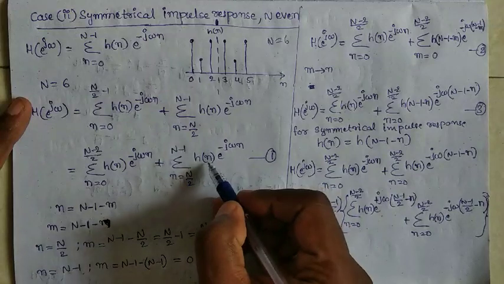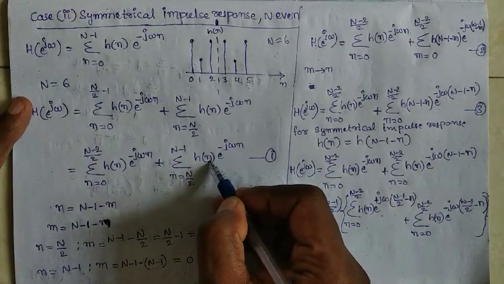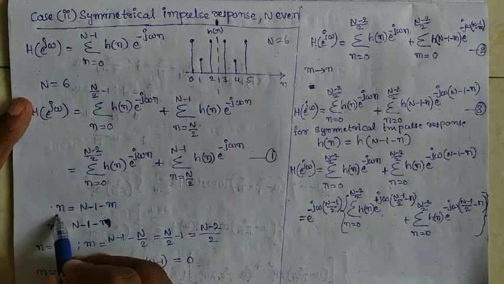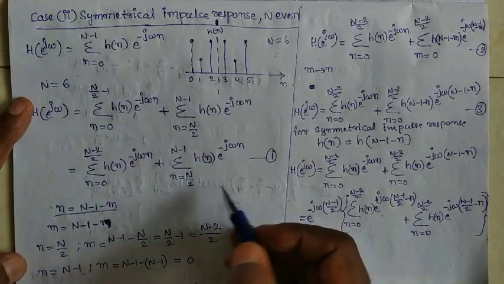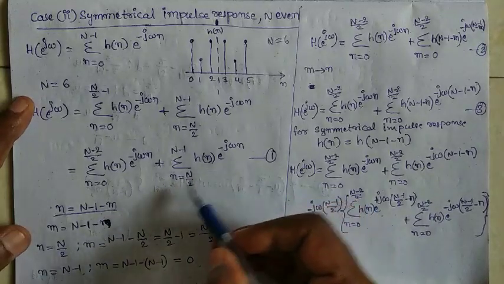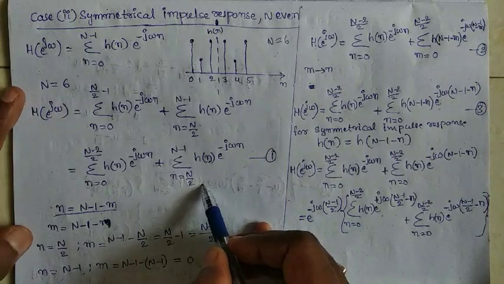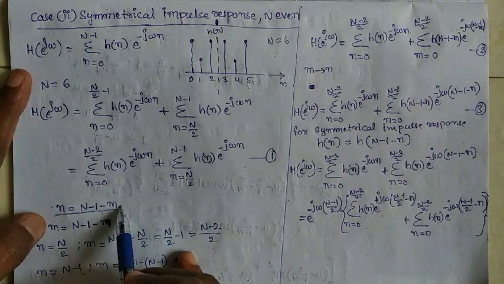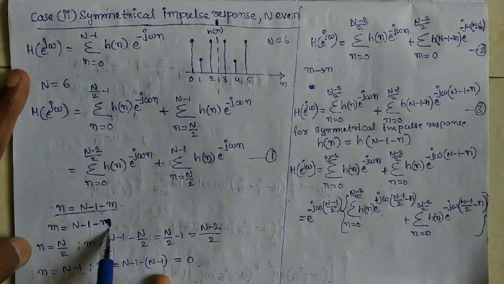Now I am replacing this small n with capital N minus 1 minus m. That means I am considering n equal to capital N minus 1 minus m, and we are substituting this value in the second summation. From this we determine the m value: m is equal to capital N minus 1 minus n.